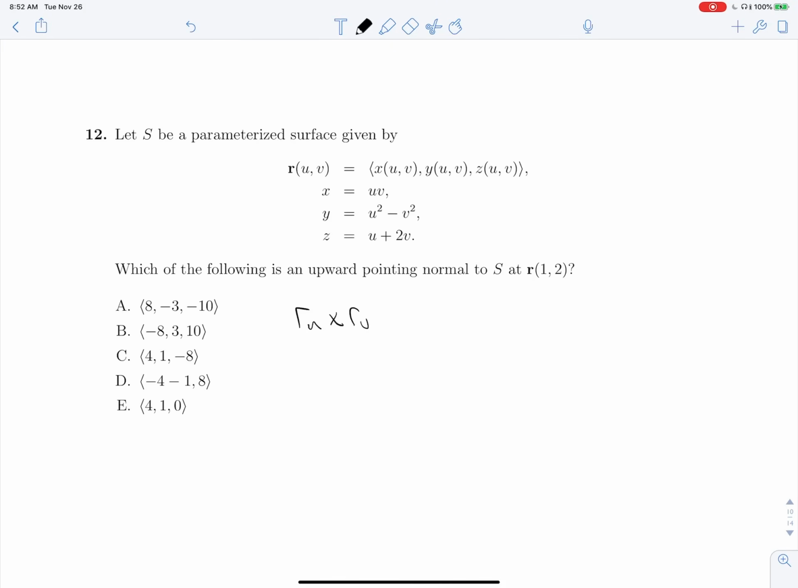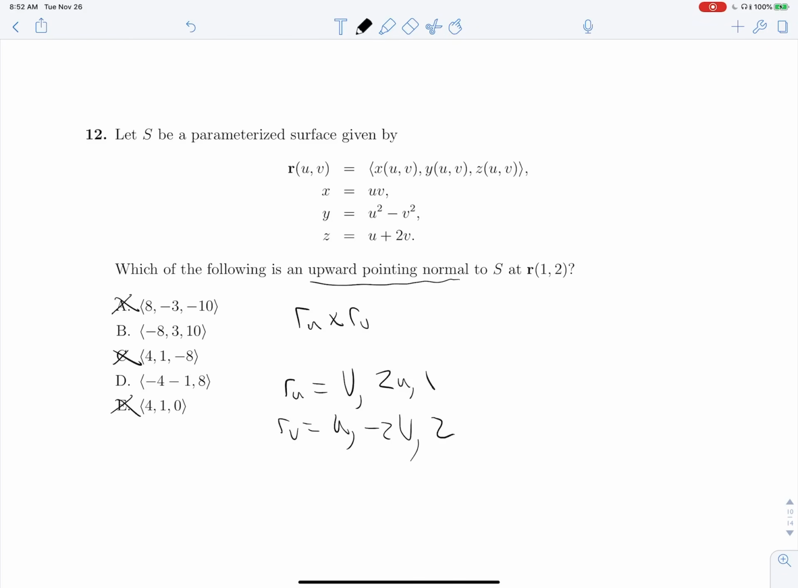Additionally, we want an upward pointing normal, so our z component should be positive, which immediately rules out A, E, and C. So we're left with a 50-50 if we just realize that. So let's find Ru and Rv. Ru is going to be v, 2u, 1, and Rv is going to be u, -2v, 2.